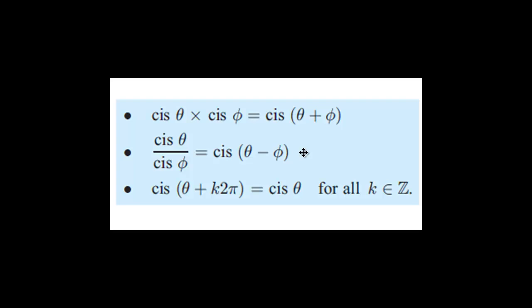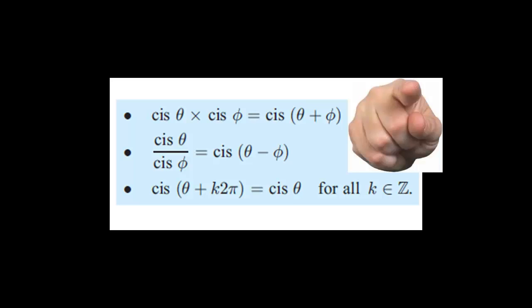Sounds like exponent laws. And the third one looks at taking the angle and adding on a k times 2 pi, so multiples of 2 pi. Now remember, 2 pi is the period of sine and cosine. So it does make sense that it does work out to be just cis of theta. So you can simplify large angles down to be just cis of theta. The proof of these is left up to you.